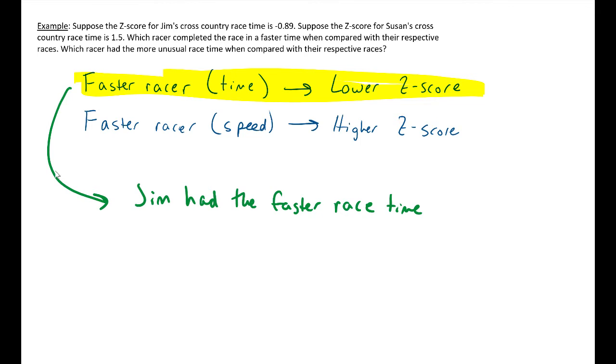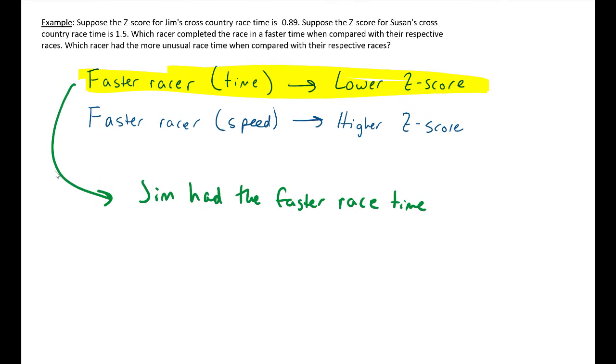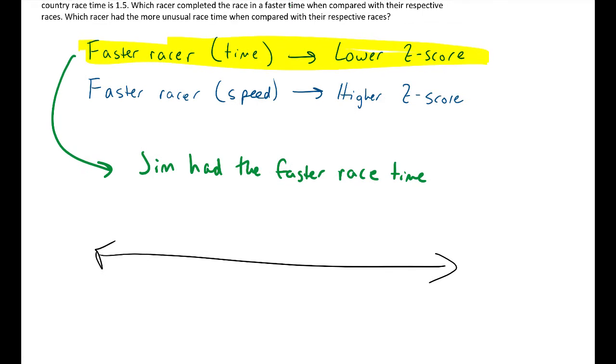Okay? Do not get faster or better confused with the concept of more unusual. The concept of unusual is basically asking which z-score is the farthest away from the mean. In terms of z-scores, think of a number line. Remember, when our z-score equals 0, that means the data value is the same as the mean, right? So this is a number line of z-scores.